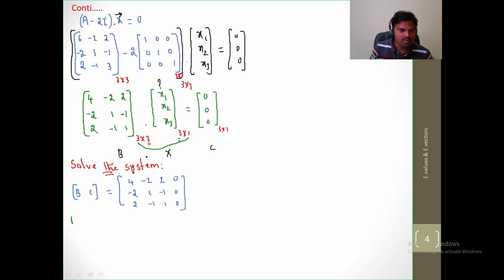So here I want to modify the first row. R1 is modified as R1 divided by 2. I am not dividing by 4. Why? Because if I divide by 4, here two fractions I will get. Dealing with fractions becomes somewhat difficult. That's why I am dividing by 2. So try to play with integers. It is very easy. Now let us divide by 2. So 2, minus 1, 1 and 0. And here minus 2, 1, minus 1 and 0. And last row 2, minus 1, 1, 0.